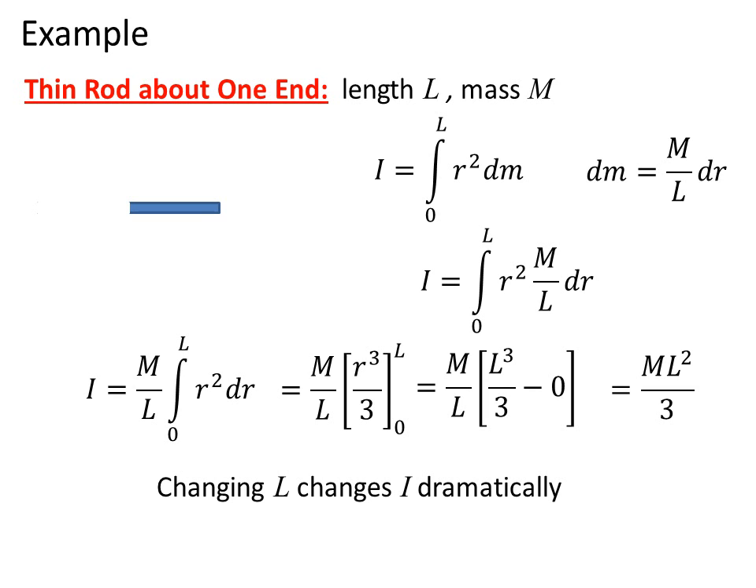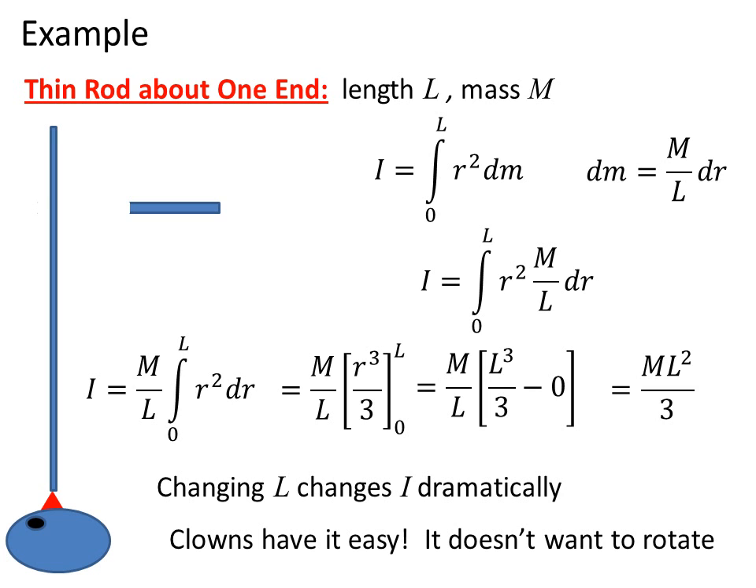So we can see that changing L changes the moment of inertia dramatically. If you double L, I goes up by a factor of 4. So the next time you go to the circus and you see the clown balancing a long, thin rod on its nose, realize that the clown has it easy. That long, thin rod doesn't want to rotate because it has a very large moment of inertia.